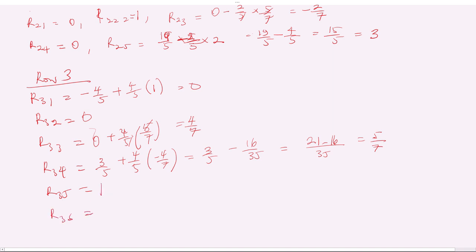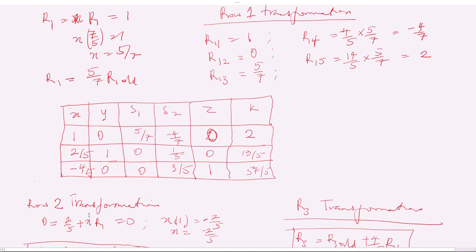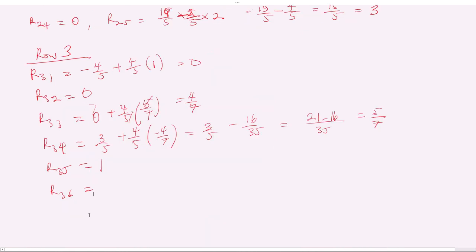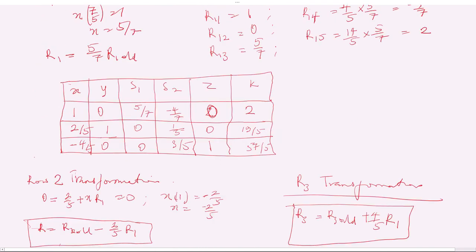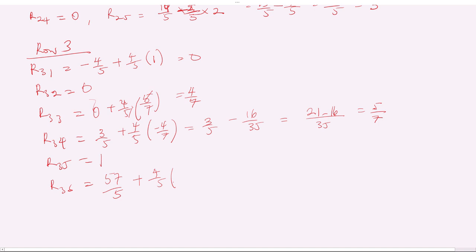R36 equals 57 over 5 plus 4 over 5 into bracket the value of R16, which is 2.